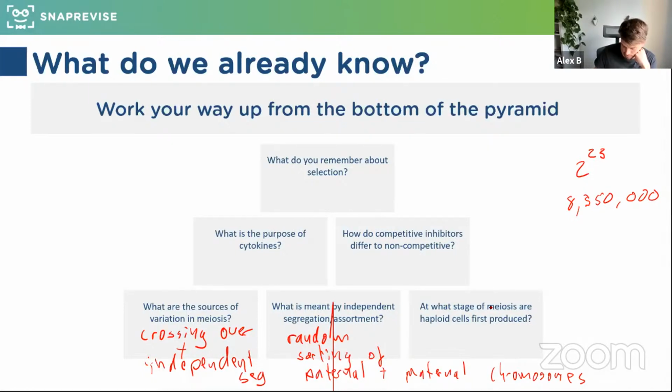So next question, at what stage of meiosis are haploid cells first produced?